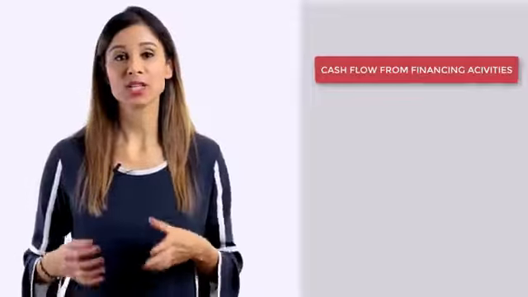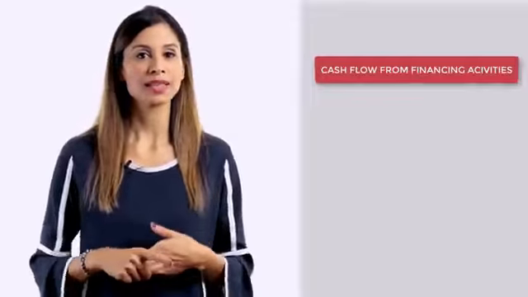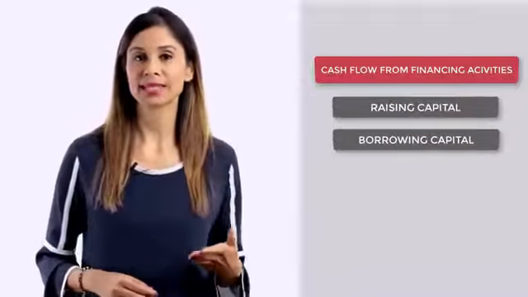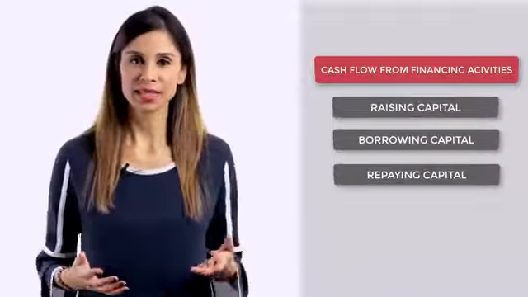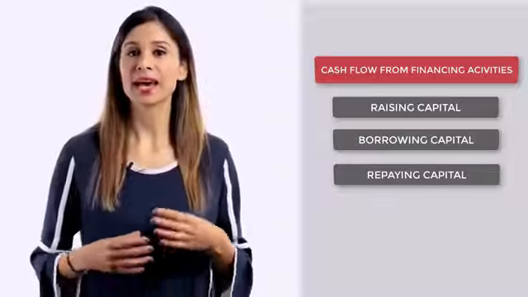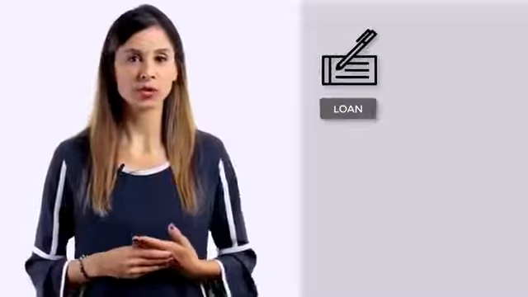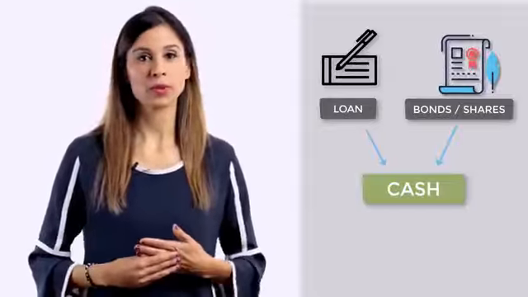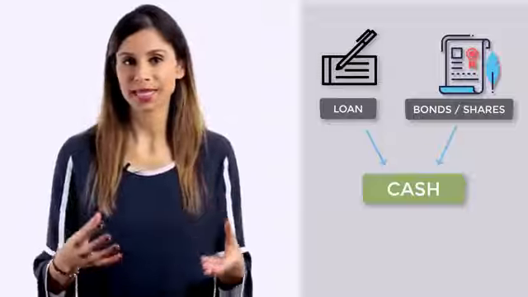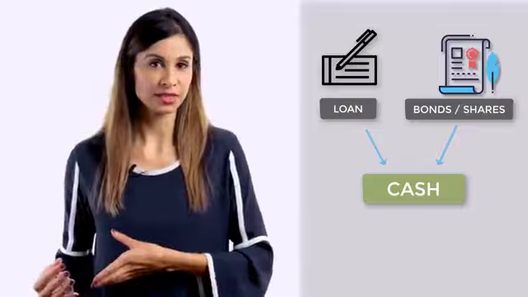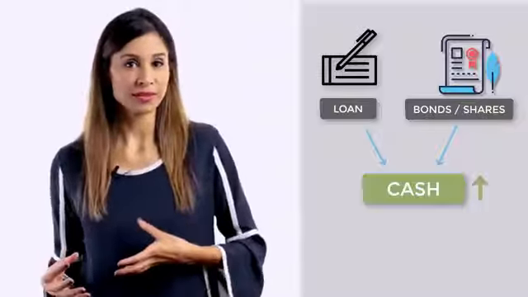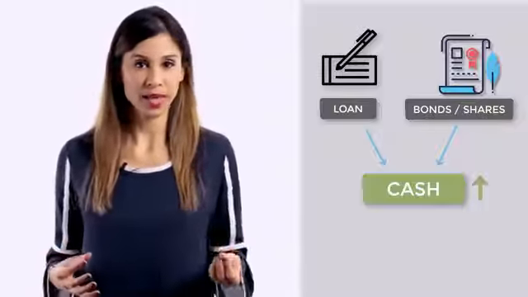Last part is the cash flow from financing activities. This section summarizes the cash transactions that involve raising, borrowing, and repaying capital. So just to make this clear, let's look at an example and how it affects this section of the cash flow. When a company borrows money from a bank or issues bonds or shares, it receives cash. This cash will be reported as a positive amount in the cash flow from financing activities. A positive amount informs the reader that cash was received, which increased the company's cash balance.